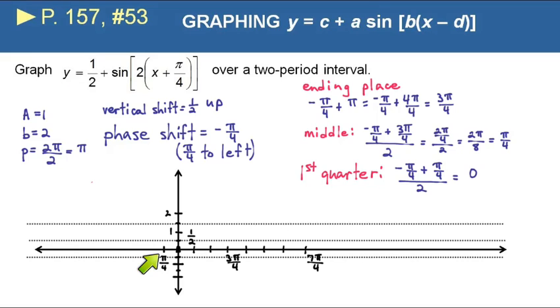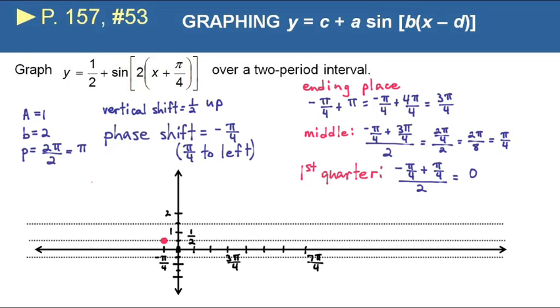Now, we're ready to put down the dots. We can see that the shape is middle, high, middle, low, middle. And we can also see that the phase shift we know is negative pi over 4. And this needs to be the new center of our graph at y equals 1/2. So the first dot goes here.